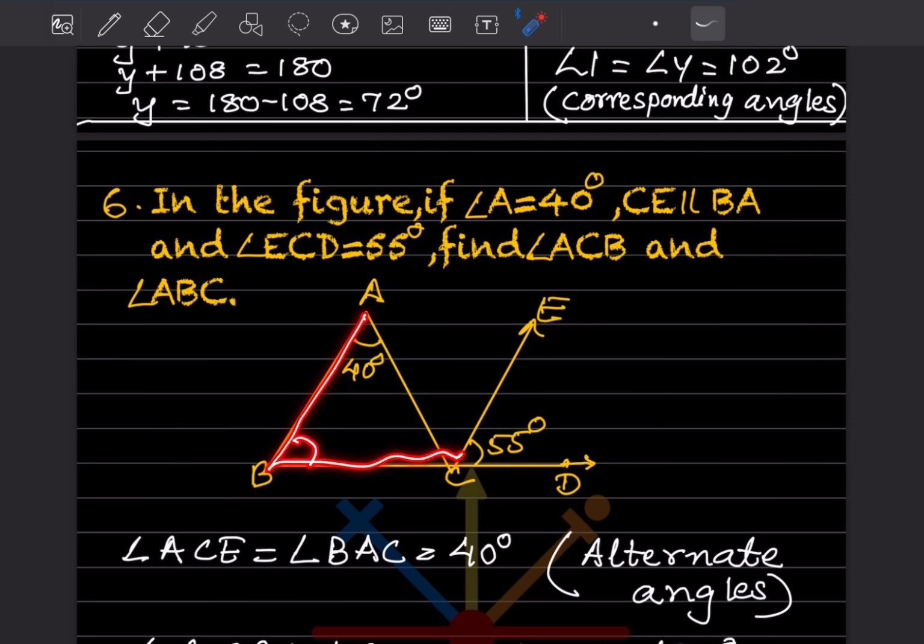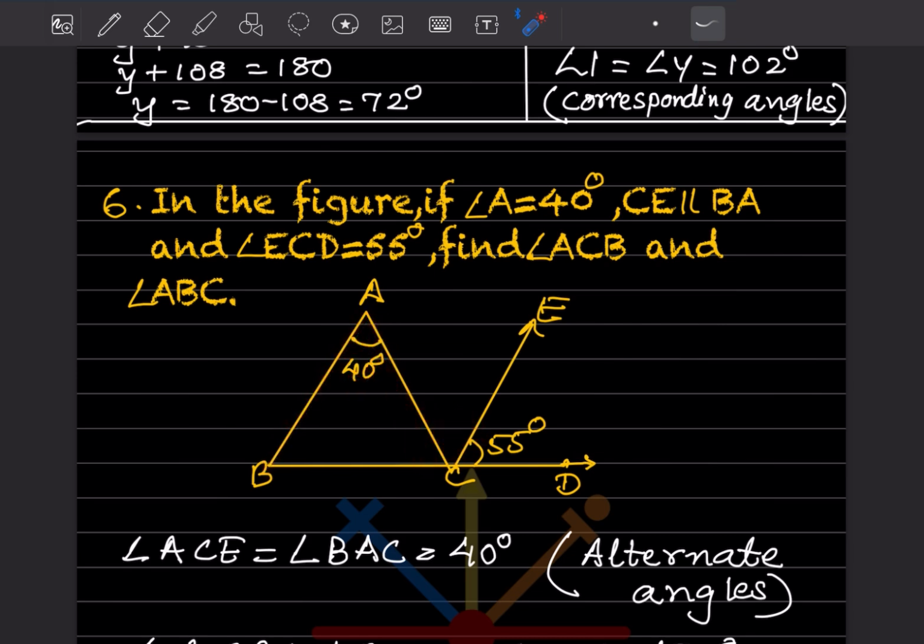ABC. So for this one, we have to look at the middle one. Now what we are going to do, angle A is given as 40. So this angle is given as 40. Now let us see what we are going to see here. That is ACE, this middle angle. So ACE is nothing but this angle, which is equal to BAC, this angle. So this is 40.